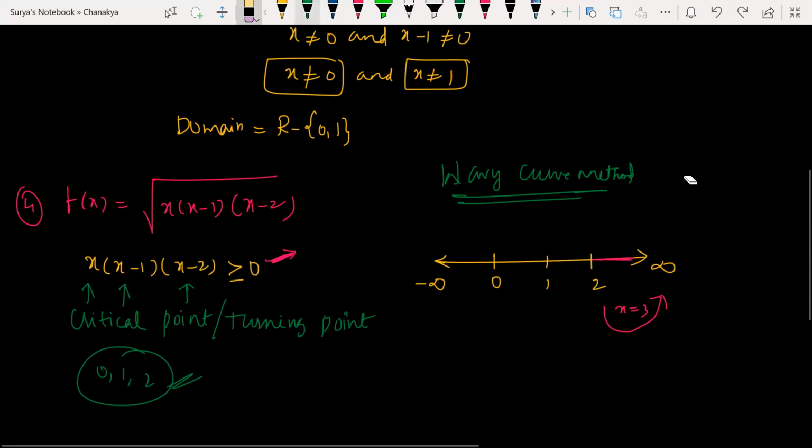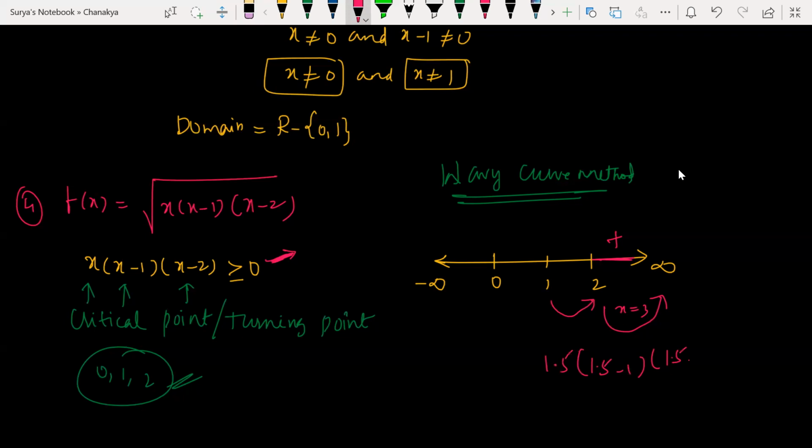Again, substitute any value. Look at this, I'm getting plus here. Substitute any value between 1 and 2. Let's say 1.5. Substituting 1.5 into 1.5 minus 1 into 1.5 minus 2. See here, positive, here positive, here negative. Positive, negative. I'm getting negative here. Yes or no? Getting my point? I'm just substituting here.